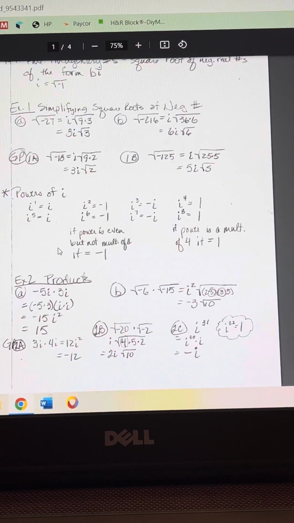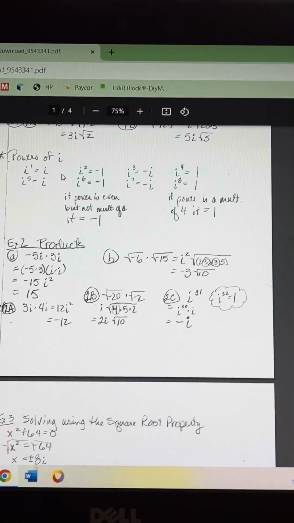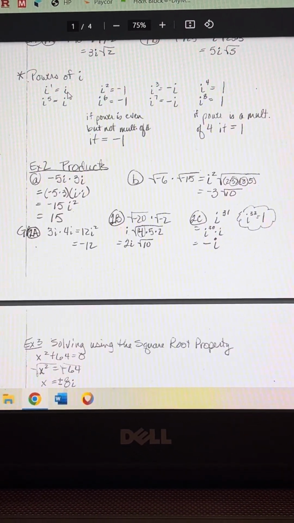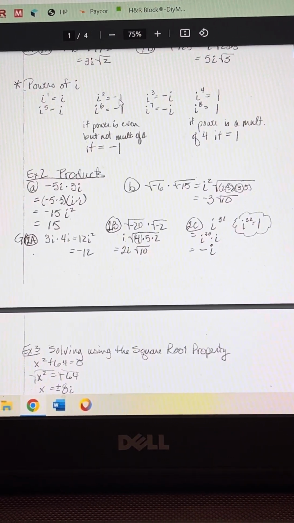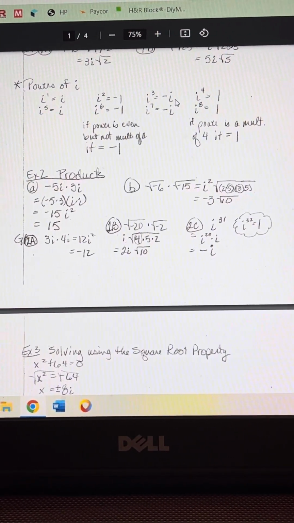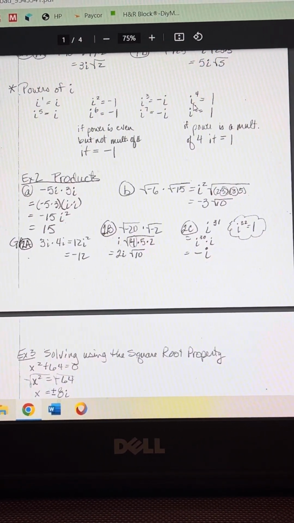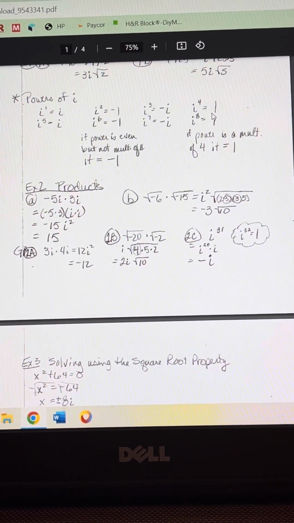All right, powers of i. This is really cool because we know that i is the square root of -1. So if I have i squared, that's -1. i cubed, that's -i because that's really -1 times i. i to the 4th equals 1 because -1 times -1 is 1.